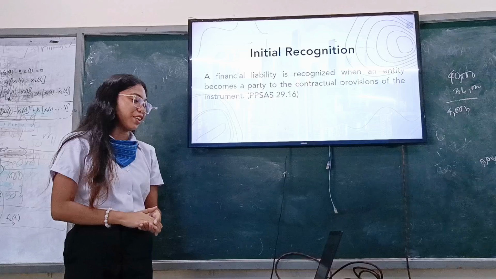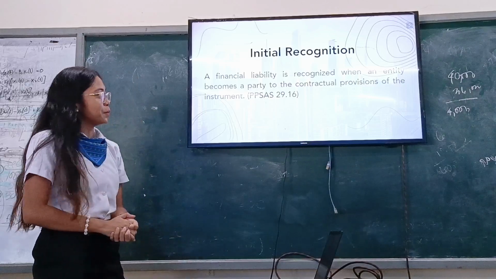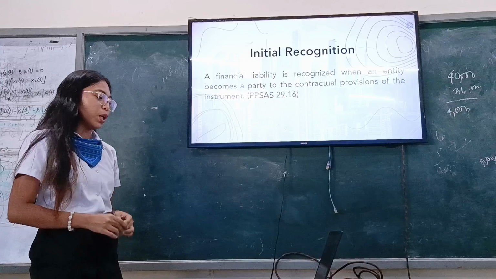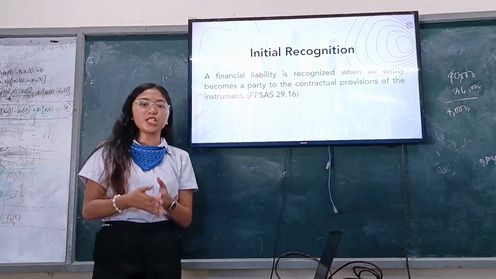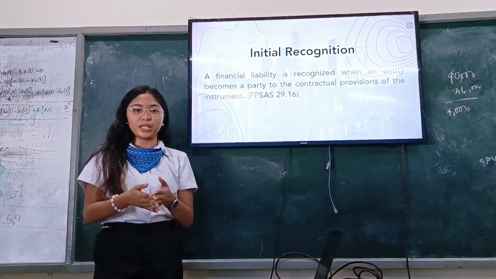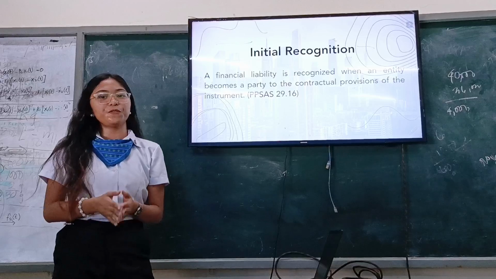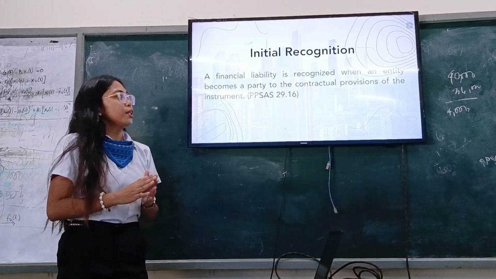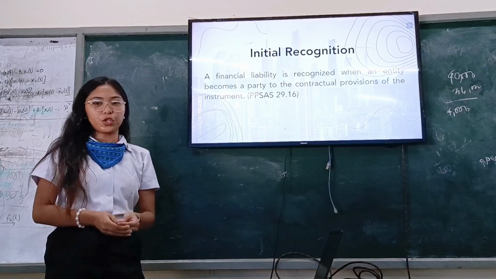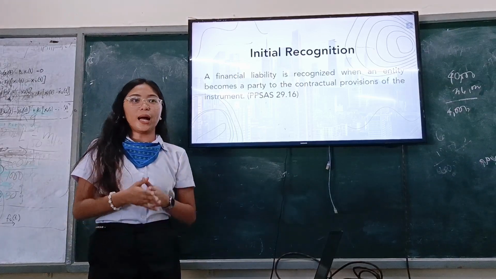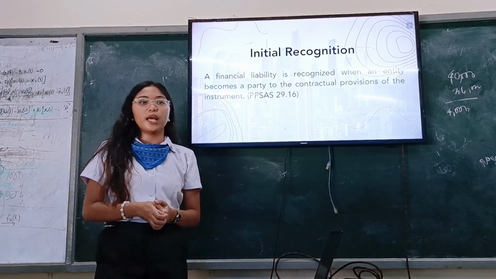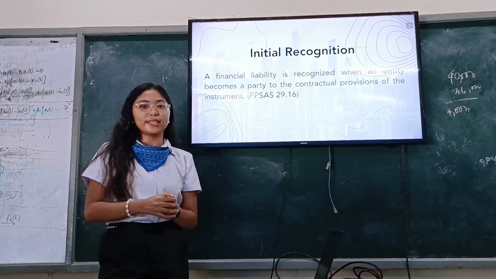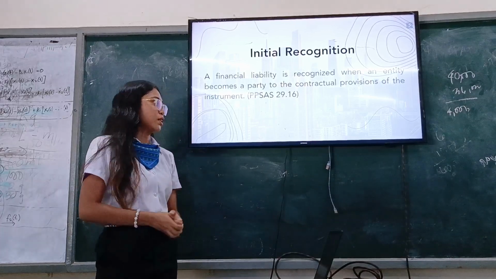So, initial recognition. A financial liability is recognized when an entity becomes a party to the contractual provisions of the instrument. So, a financial liability is something that a company owes. The company officially records the liability when it enters into a contract or agreement that creates an obligation to pay in the future. For example, a company has to take out a loan. The company has to pay it back. So, when the loan contract is signed, the liability is recognized.